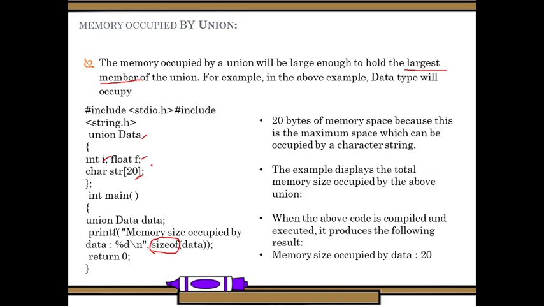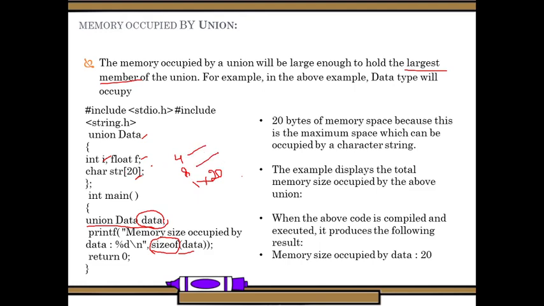Then we are having int main, union data, and this is the variable we are declaring as a small data through which we can access the sizeof memory. Then return 0. Here what does it display? 20 bytes of memory space, because this is the maximum space which can be occupied by the character. See how much space it takes. Int i is 4 bytes, float f is 8 bytes, and char is 1 byte into 20, that is 20 bytes.